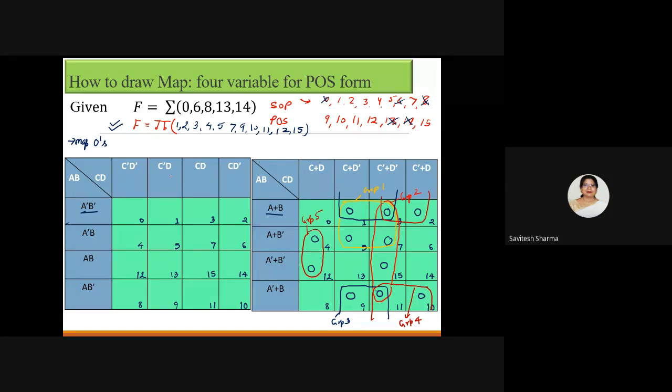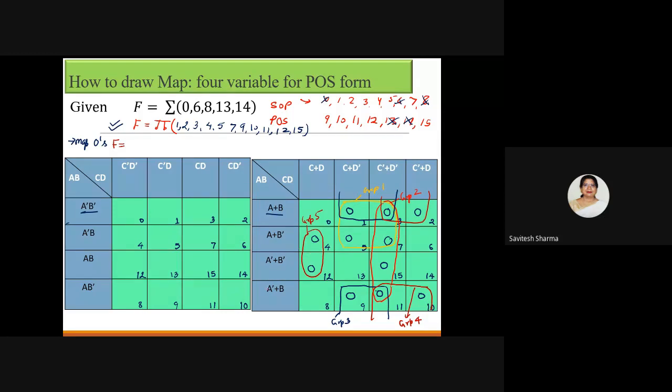Everyone comfortable? How I am grouping? If you have doubt, please ask in the middle, so I will clarify. Okay, don't hesitate. Now tell me the expression. So you see here today, I want a POS form. So while writing the POS form, you should be very careful.